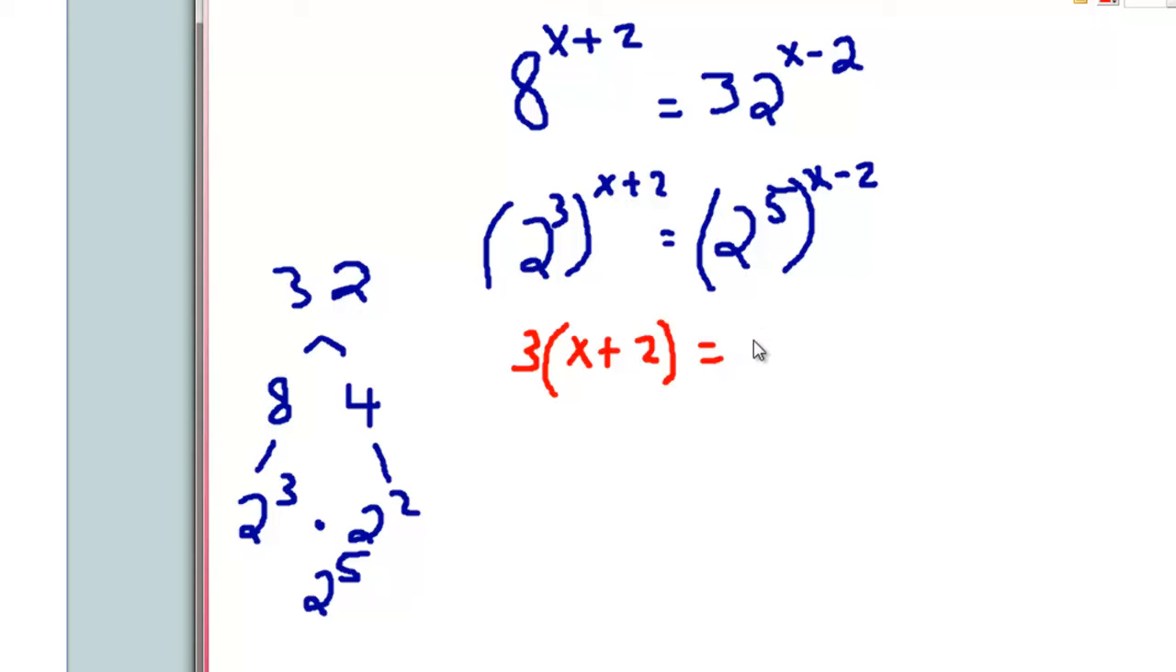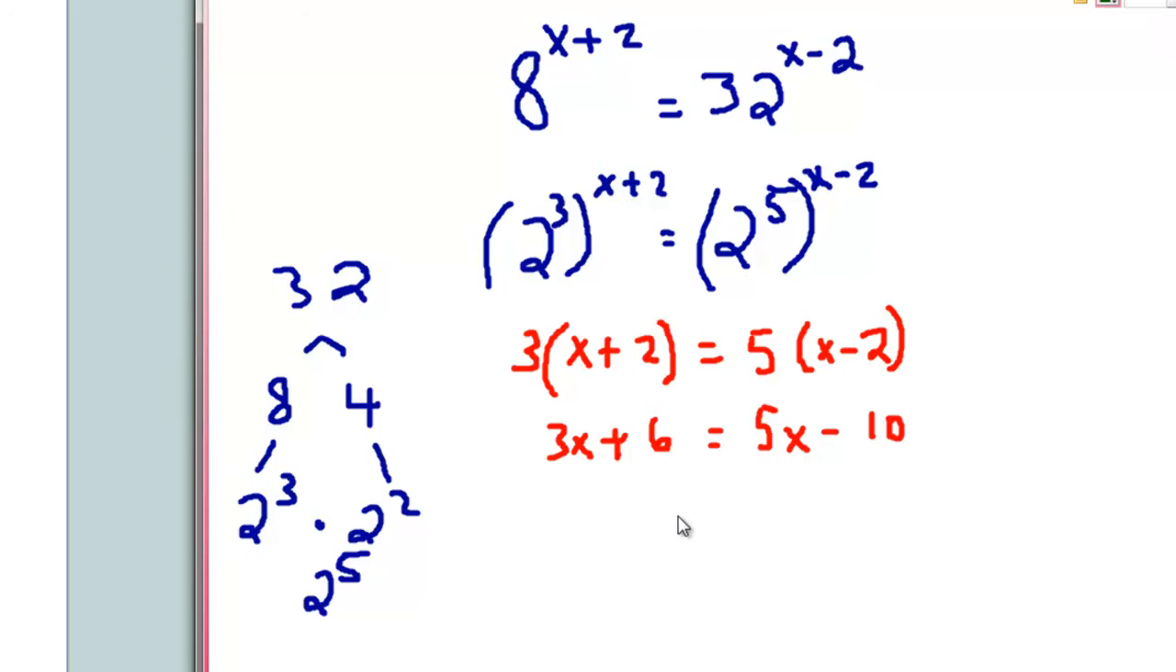And then it's going to be 5x minus 2. All right, now we distribute and just solve like a regular equation. So first one, we have 3x plus 6. Other side, we have 5x minus 10. All right, and let's just keep chugging along here.